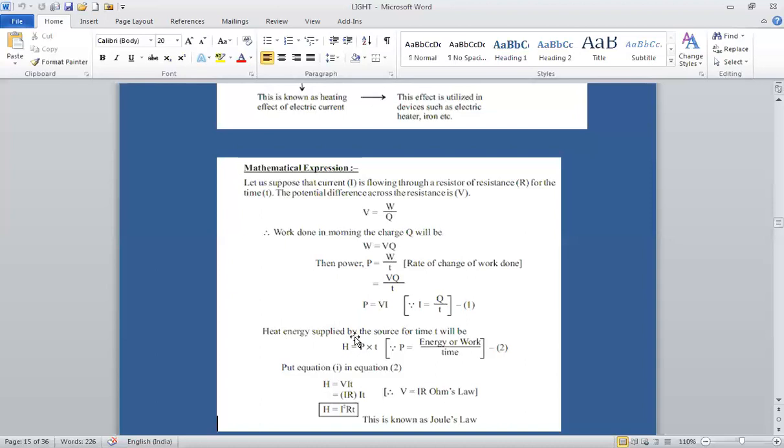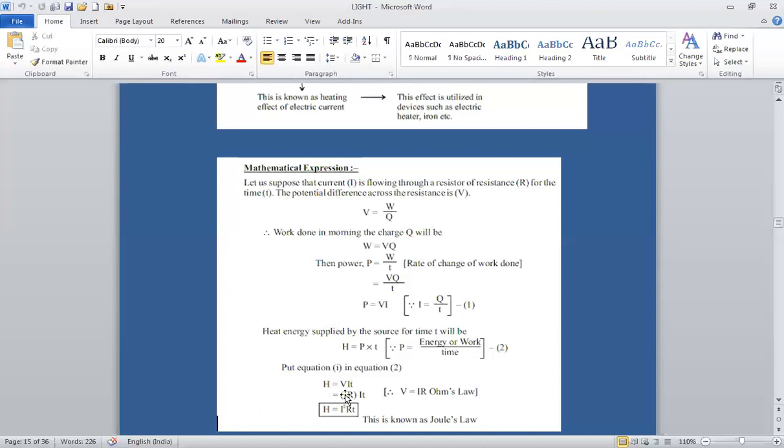So heat supplied by the source for time T will be heat is equal to power into time, because power is equal to energy upon time. Equating the value of power over here, we get H is equal to VI into T. And what is the value of V? Again, we know that V is equal to IR. So putting the value of IR over here, IR into IT, or I square RT.